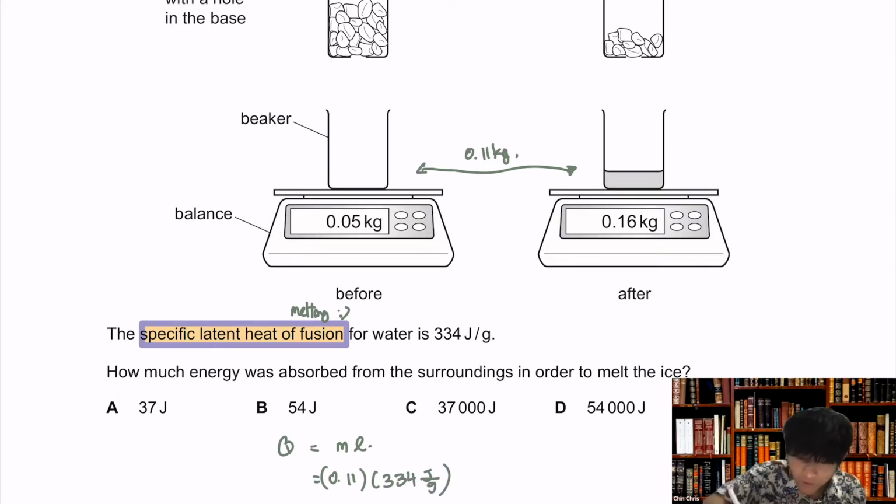However, look at the unit. Your unit given is joule per gram. I need to change it to gram. So how do you change it to gram? Please multiply it by 1,000.